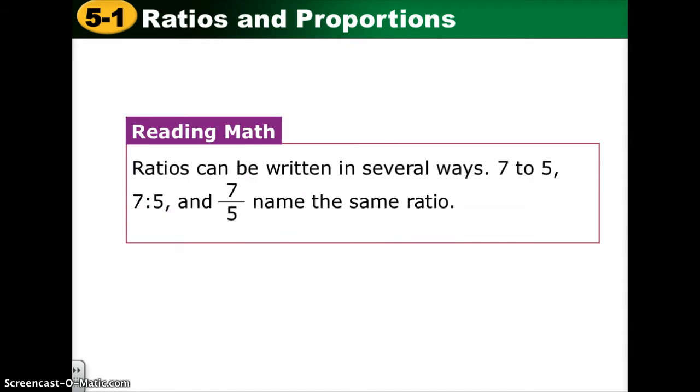Ratios can be written in several ways. You can use the word to, 7 to 5. You can use a colon and also read it 7 to 5. And you can use a fraction and read it 7 to 5.